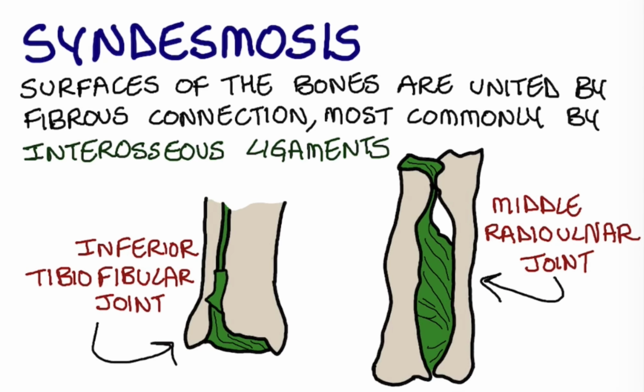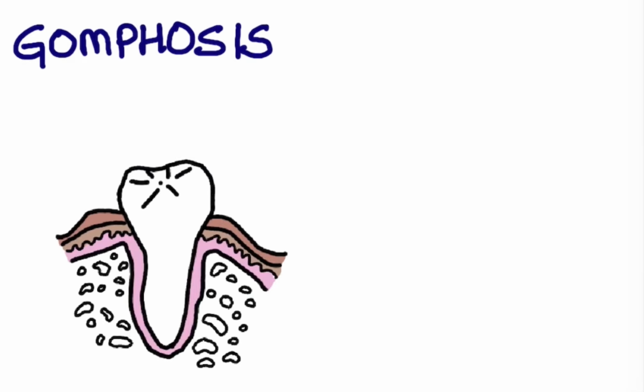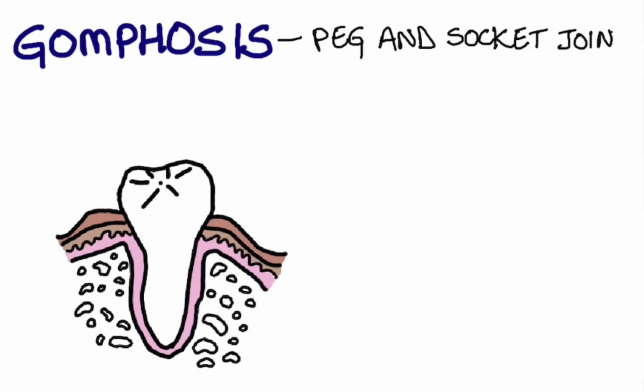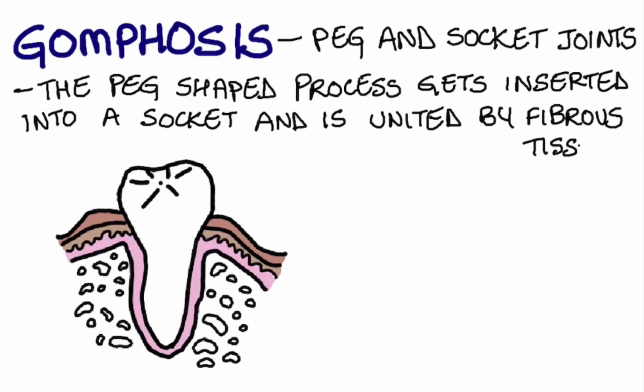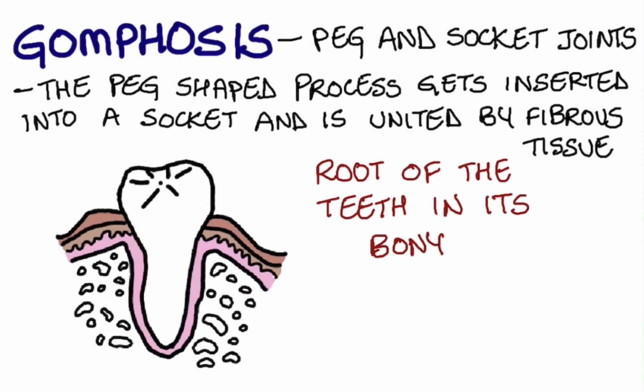Then the last type of fibrous joint is gomphosis. These are peg and socket joints. The peg-shaped process gets inserted into a socket and is united by the fibrous tissue. The example is the root of the tooth in its bony socket.